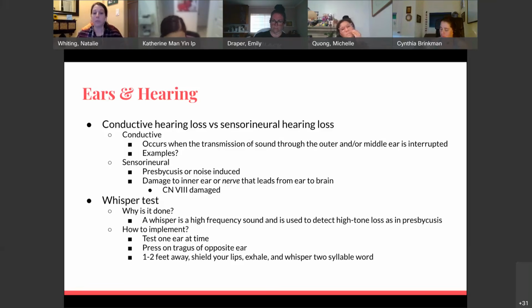We use the whisper test to test for these, or to test specifically for presbycusis. And this is how it's done. So you would go off to the patient's side and you'd be whispering a 2-syllable word while they'd be occluding the ear. And they have to be able to state back to you what the word was.